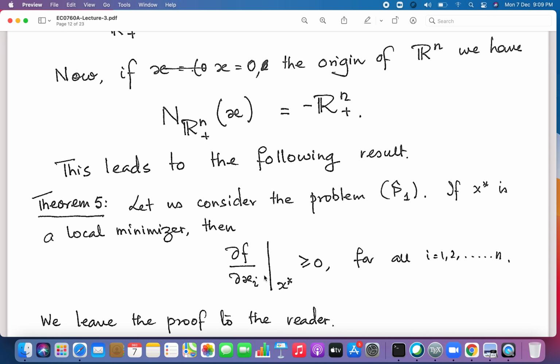Del f del xi can be 0. If del f del xi is strictly greater than 0, then xi star definitely is equal to 0. And whenever xi star is strictly greater than 0, then del f del xi would be equal to 0. And so on and so forth. So these are very complementary structures.